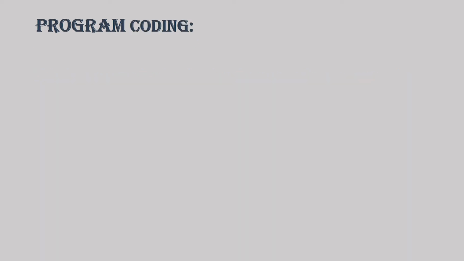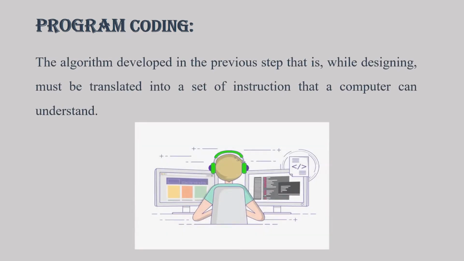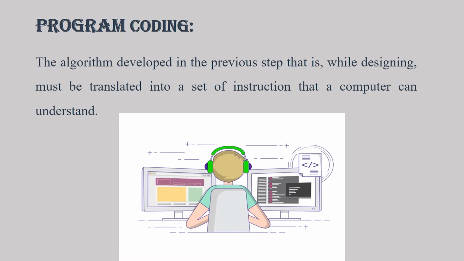Program coding. The algorithm developed in the previous step, that is, while designing, must be translated into a set of instructions that a computer can understand. And these set of instructions are called as coding.